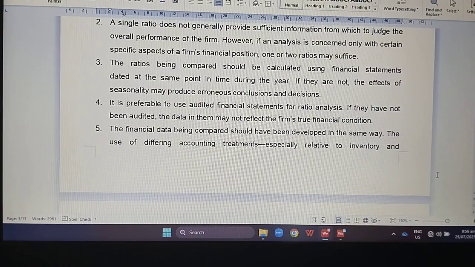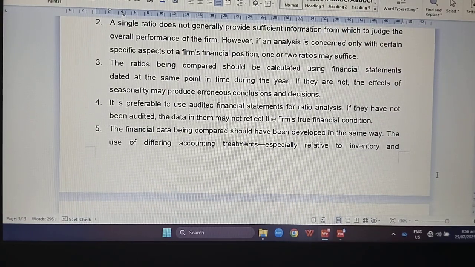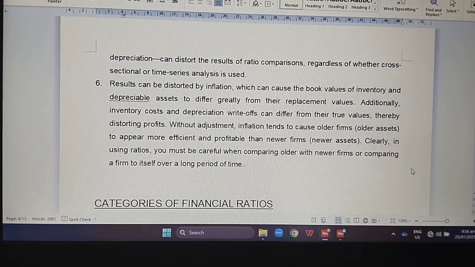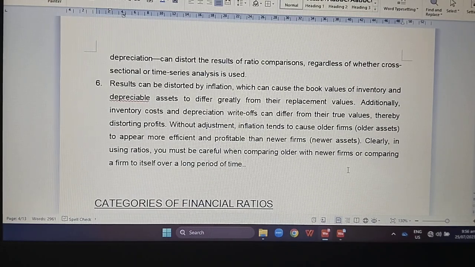The financial data being compared should have been developed in the same way. Dapat. Kaya nga sabi ko sa inyo, dapat yung condition is the same. Hindi po pwedeng magkaiba. Baliwala yung comparison natin kung magkaiba yung scenario. Magkaiba yung instances. So, dapat kailangan pareho. Results can be distorted by inflation, which can cause the book values of inventory and depreciable assets to differ greatly from their replacement value. Ayan. So, ito yung mga titignan natin na quotients.